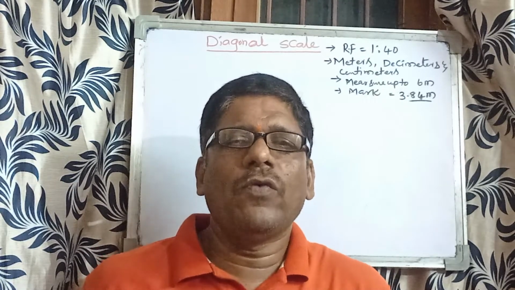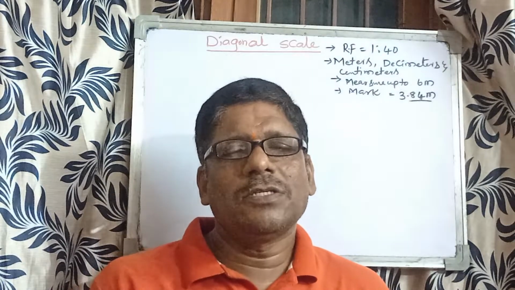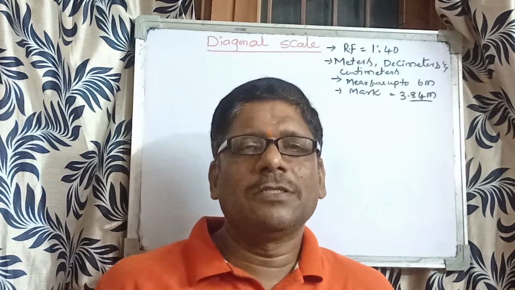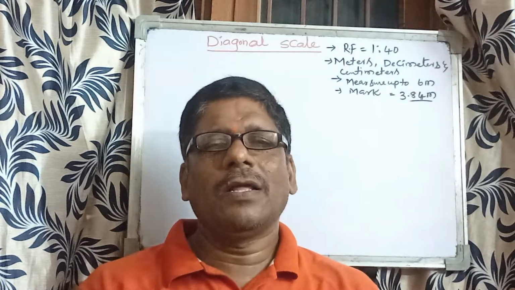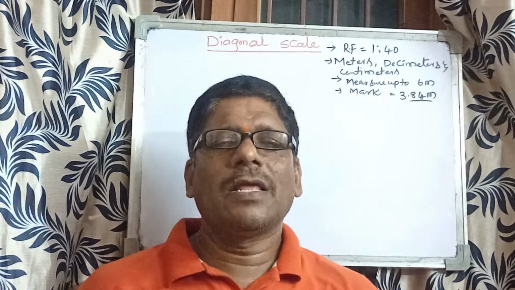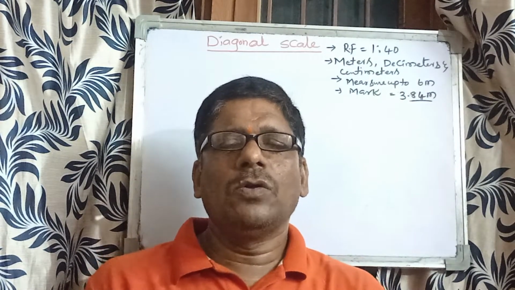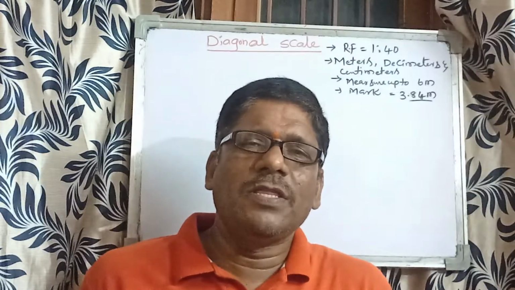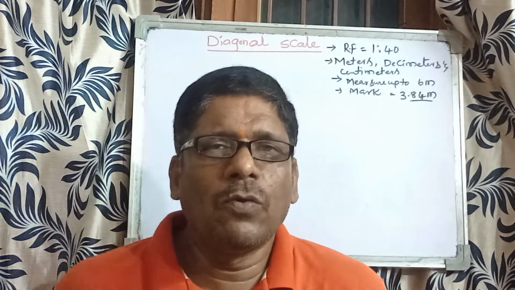And here we can go for up to three dimensions. Three dimensions means meters, decimeters, centimeters, like that. At a time, three dimensions we can read. That is the difference. The scale factor and length of the scale calculation, everything is the same. So length of the scale is equal to scale factor into maximum length to be measured. The formula and everything is the same. So once again I will explain here. Listen carefully. Now we will start.